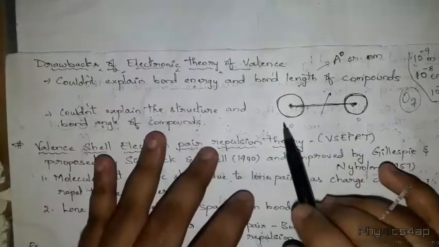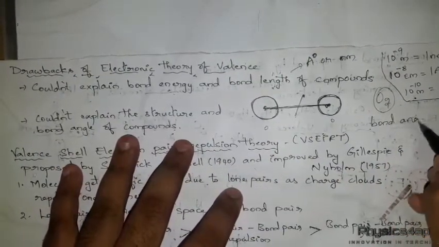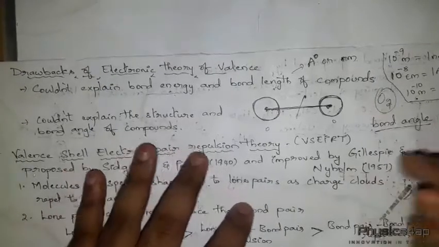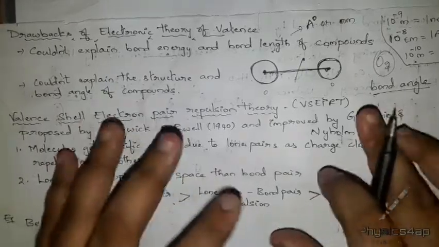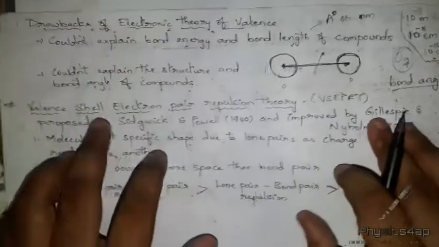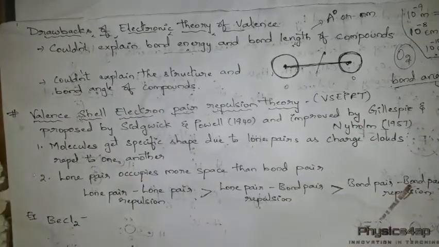So the electronic theory of valency failed to explain the bond energy and the bond length of the compounds, and it also failed to explain the bond angle, how much angle it forms. It couldn't explain the structure and bond angle of compounds.